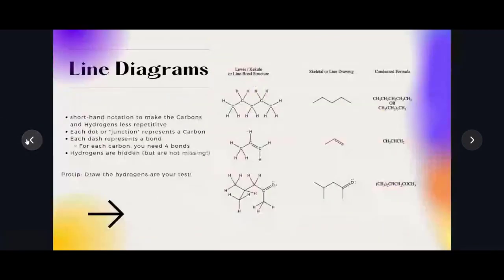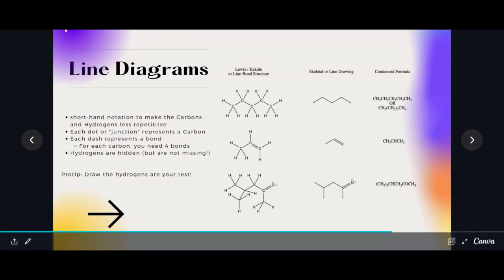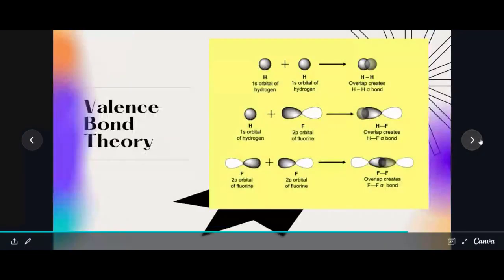What I mean is, if we go back here, sometimes they'll give you the skeletal or line drawing, right? But if you say that it has 1, 2, 3, 4 sigma bonds, that's going to be wrong because you do not account for the other H bonds here. So you have to account for those as well. It's very tedious, and sometimes you miss one, so I would recommend doing it as the last question.